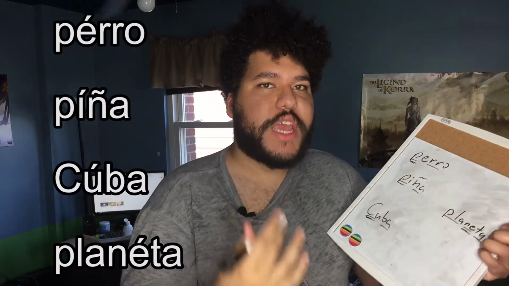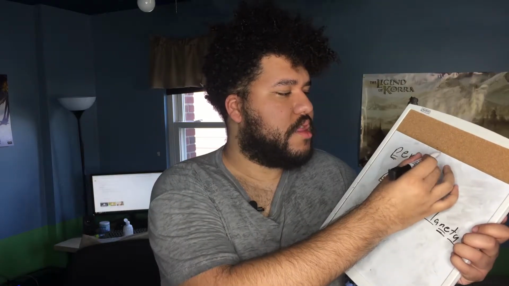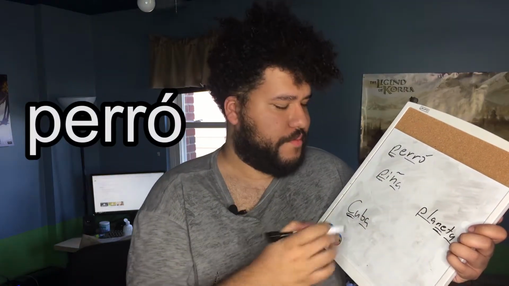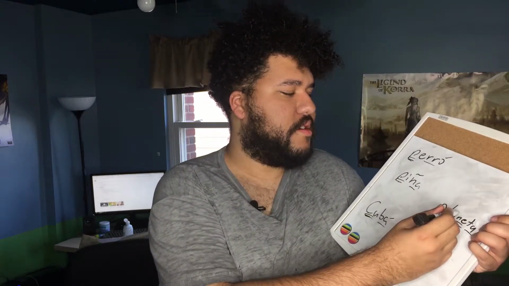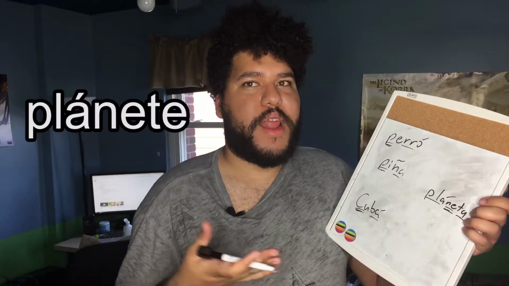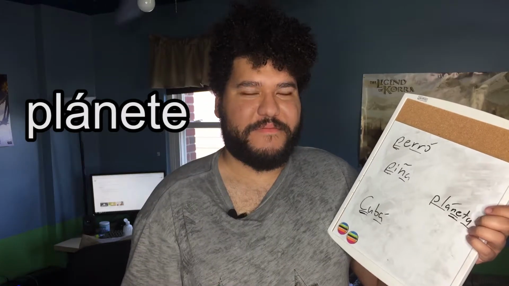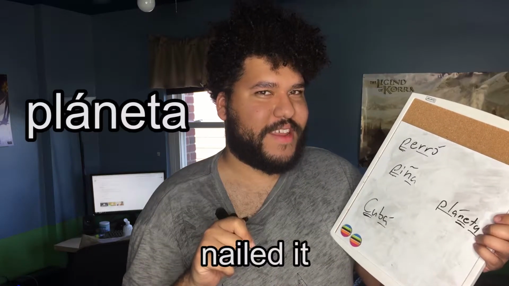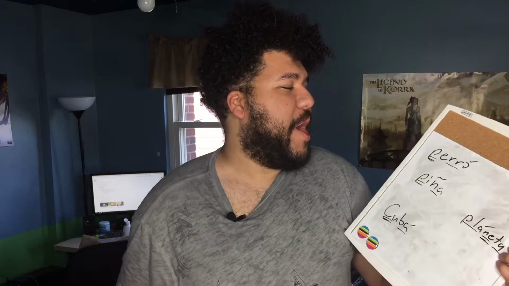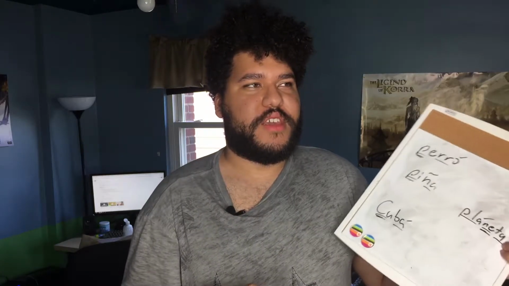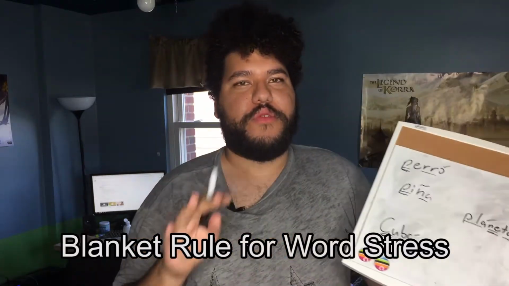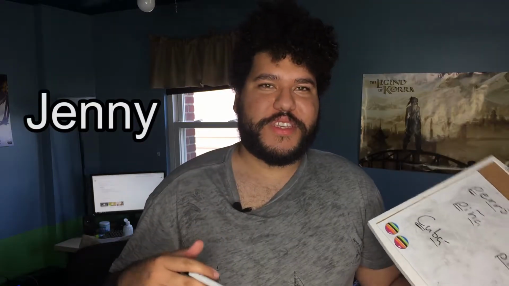But if I were to change the accent to be somewhere else, this would be pronounced perró, this would be pronounced Cubá, and this over here would be pronounced planetá. You see, it's so weird. And that's essentially the blanket rule: with two syllables, the stress is on the first one; with three syllables, it'll be the middle, and there's no accent happening there.